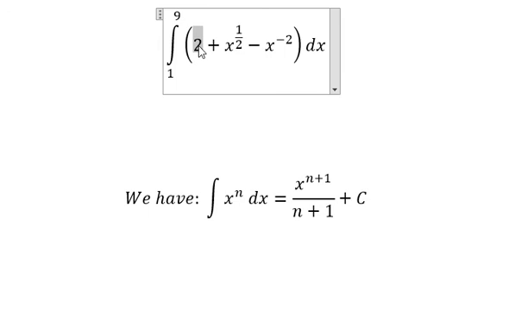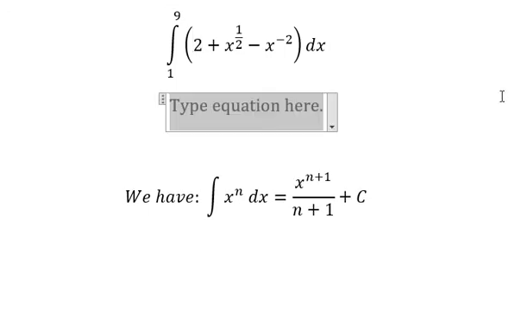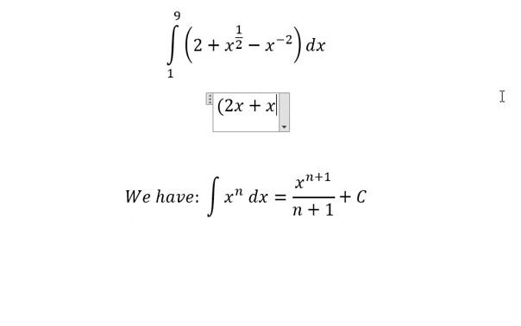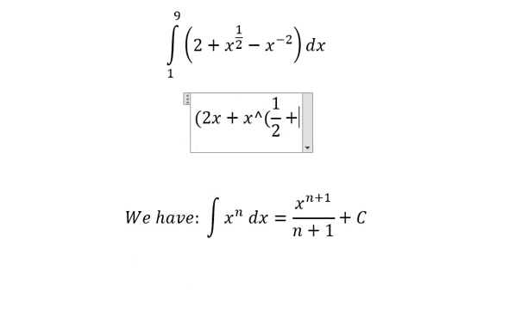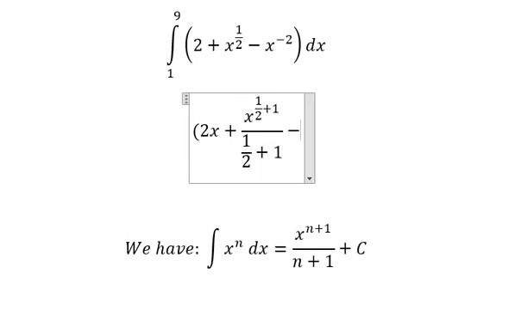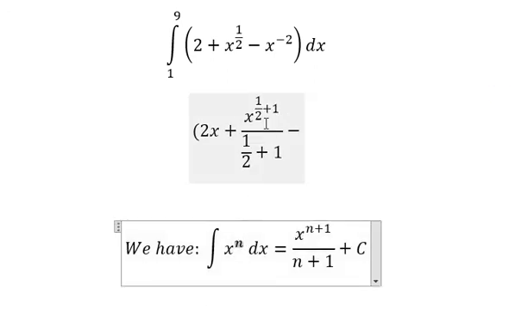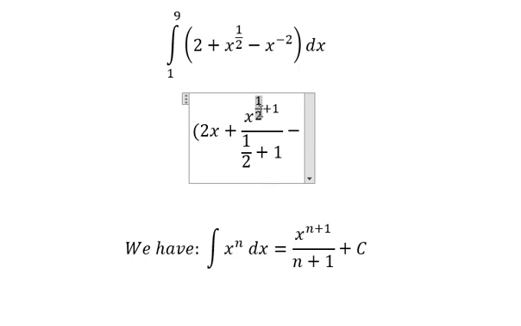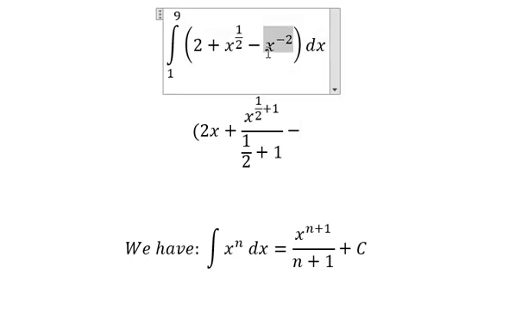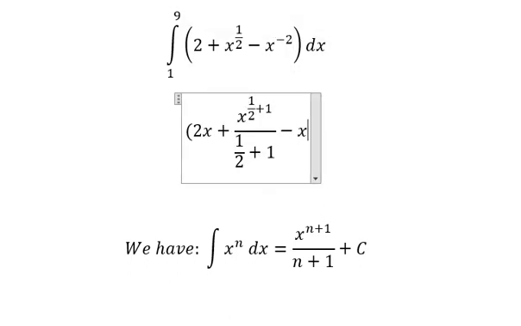About the constant, you got 2, so we have 2x in here. The next one, we put number 1 in here over 1 over 2 plus 1, because n represent about 1 over 2. Now similar for this one.